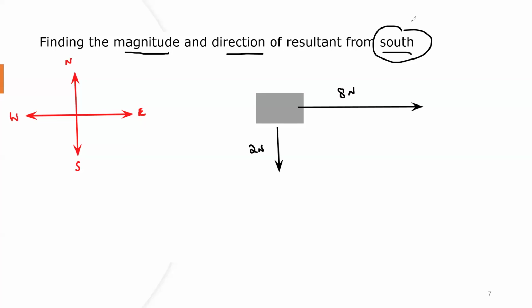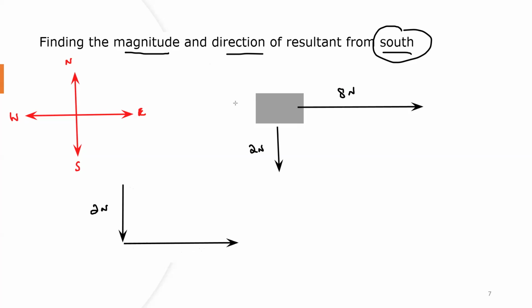So I will draw first what? 2 Newton, yes. If it was written from east to the, then I will draw 8 first. But I need a direction from the south, so I will draw 2 Newton first. So this is 2 Newtons. Then 8 Newton, I will draw the second vector.